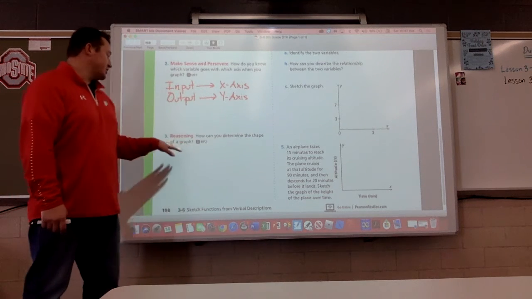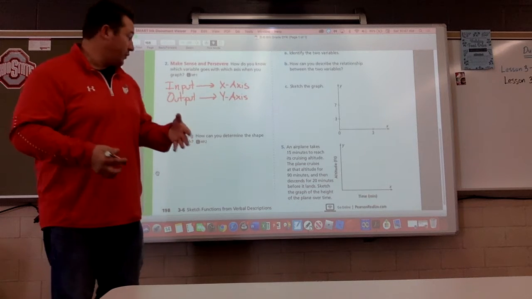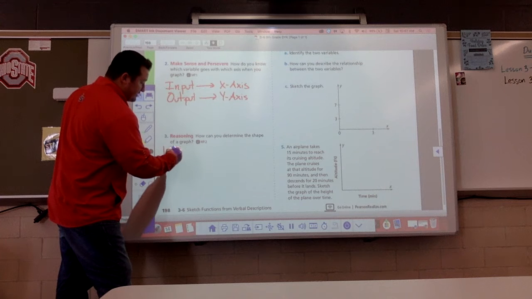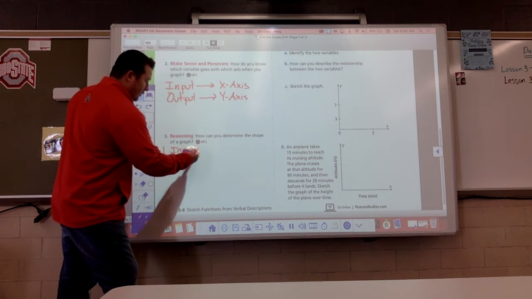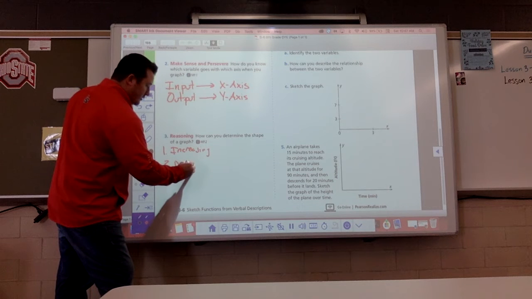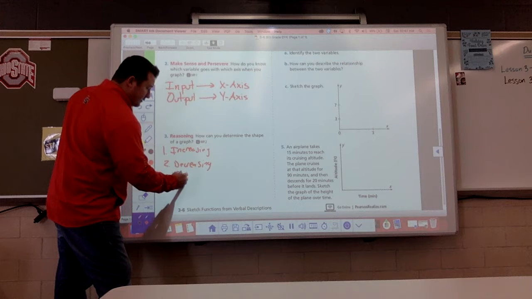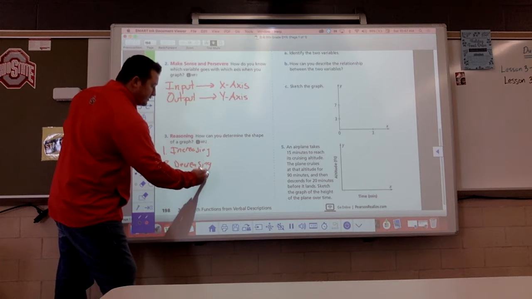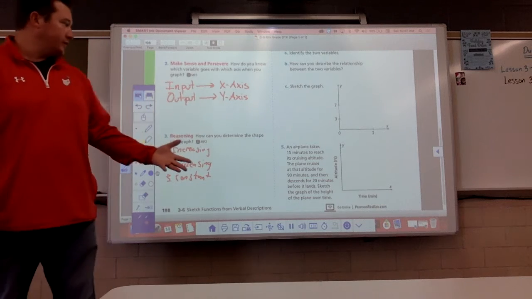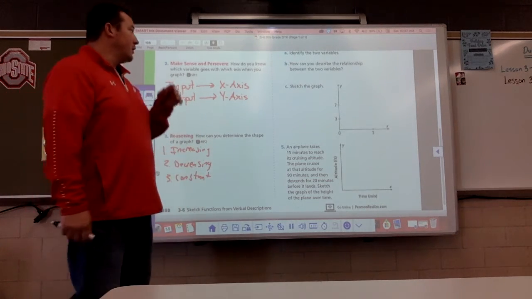So anyway, y depends on x. So the dependent variable always goes on the y-axis, and the independent variable always goes on our x-axis. How can you determine the shape of a graph? Well, the shape, guys, comes from that relationship, right? So once again, the shape can be increasing, right? Or it could be decreasing, or it could be constant. It just depends which one of those three things our graph is doing, okay?